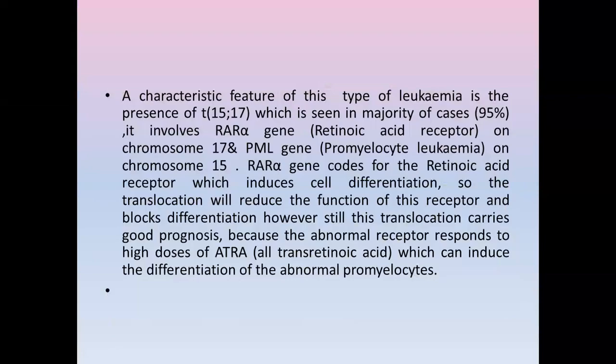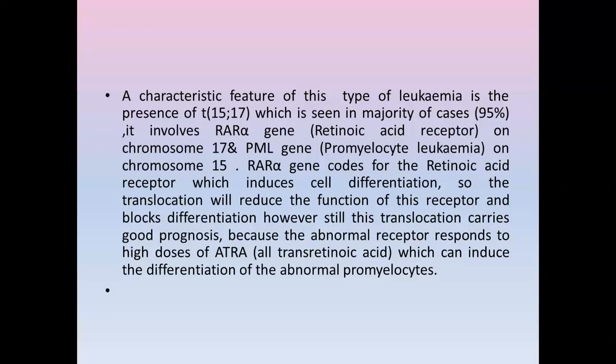Here, the characteristic feature of this type of leukemia is the presence of a translocation between chromosome 15 and 17, which is seen in the majority of cases. About 95% of patients with acute promyelocytic leukemia have this translocation, which involves the retinoic acid receptor alpha gene on chromosome 17 and the promyelocytic leukemia gene on chromosome 15. The retinoic acid receptor alpha gene codes for the retinoic acid receptor, which induces cell differentiation.